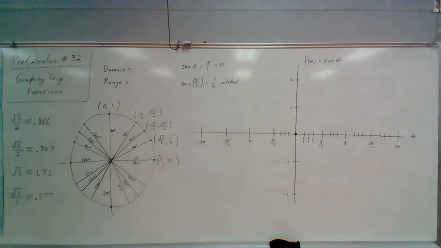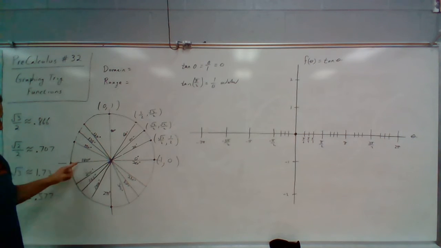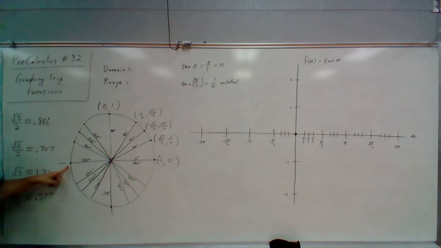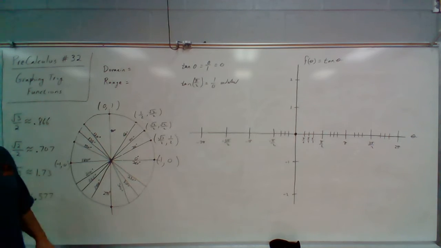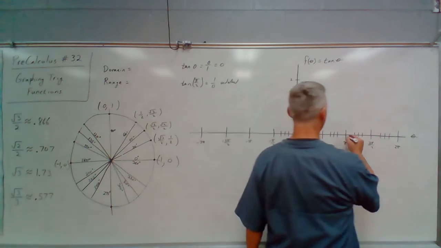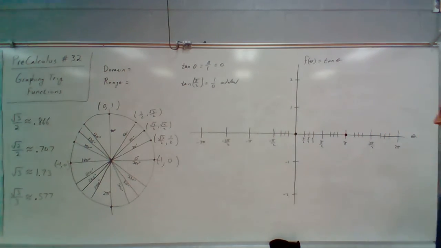Okay, so we're not able to plot that point. Now let's do the tangent of pi. Tangent of pi is here. Y over x. So let's see, that would be 0 over negative 1, which is 0. So the tangent of pi would be 0.